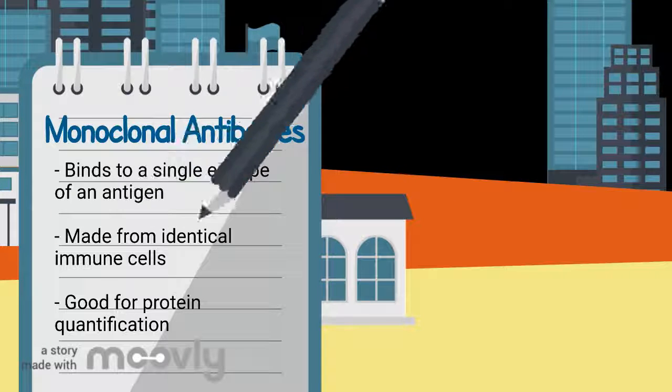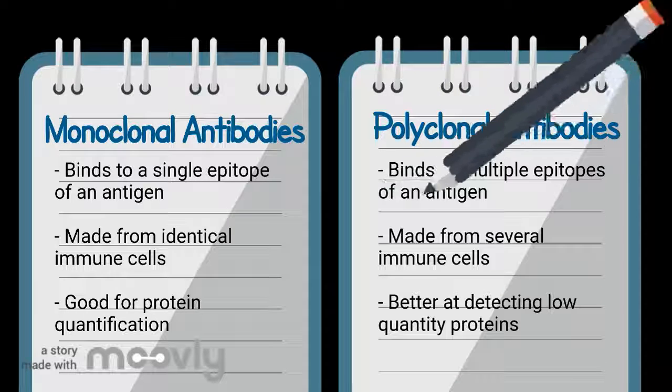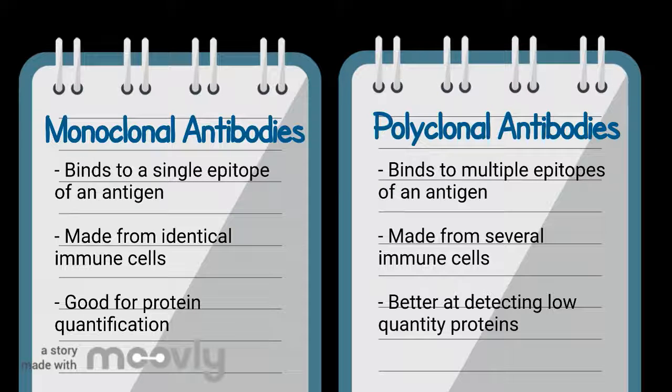Monoclonal antibodies target a single epitope within an antigen and are created using identical immune cells cloned from a single parent cell. In contrast, polyclonal antibodies are created using a number of different immune cells that have affinity for many epitopes within the same antigen.